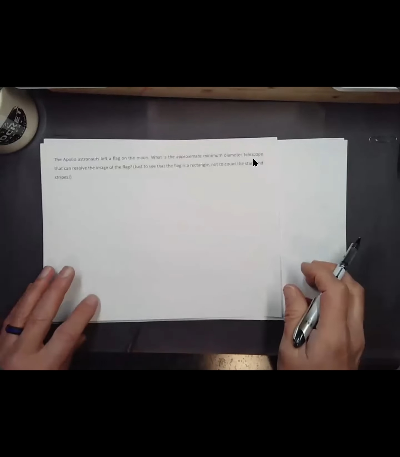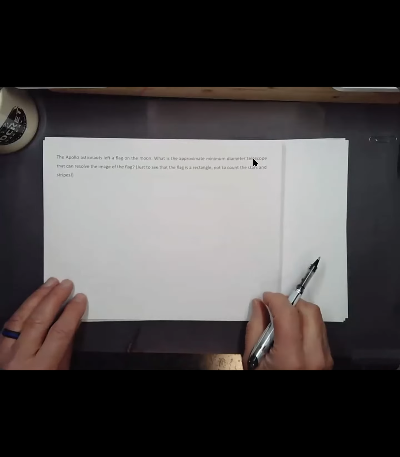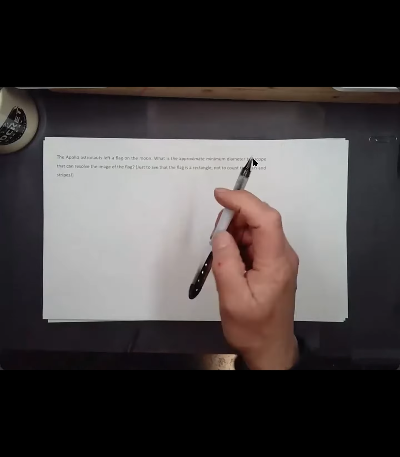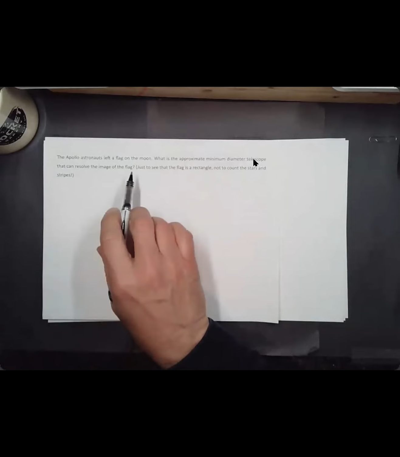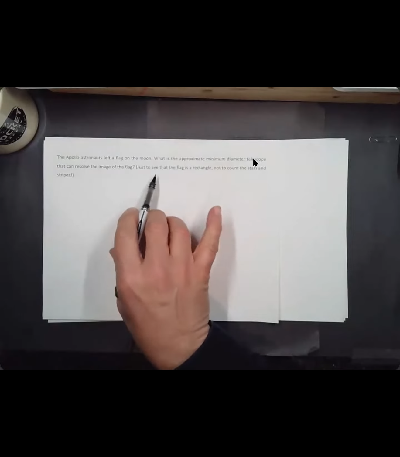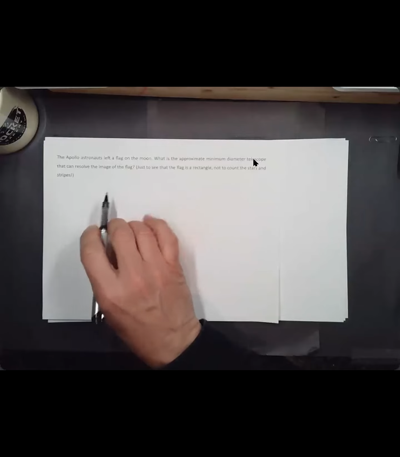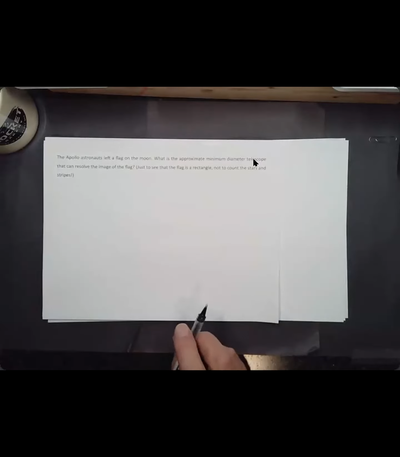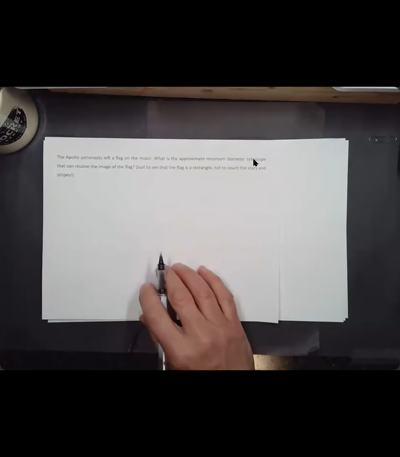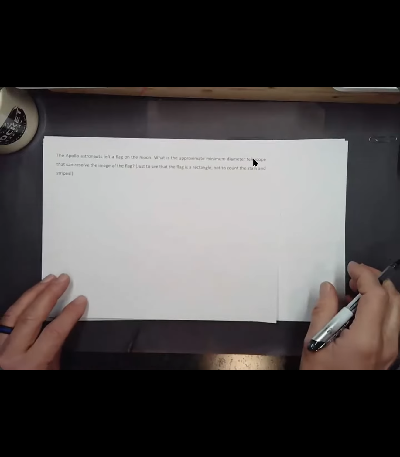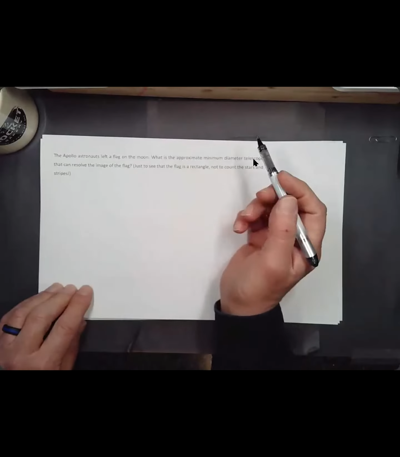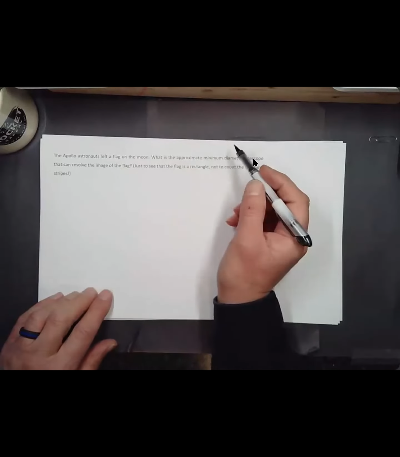Okay, well, there was that one. All right, now the flag on the moon question. This is always a fun one to do. The Apollo astronauts left a flag on the moon. What's the approximate minimum diameter telescope that can resolve the image of the flag? Well, I'm going to have to grab my textbook to get some astronomy stuff. We have to make some estimates here.